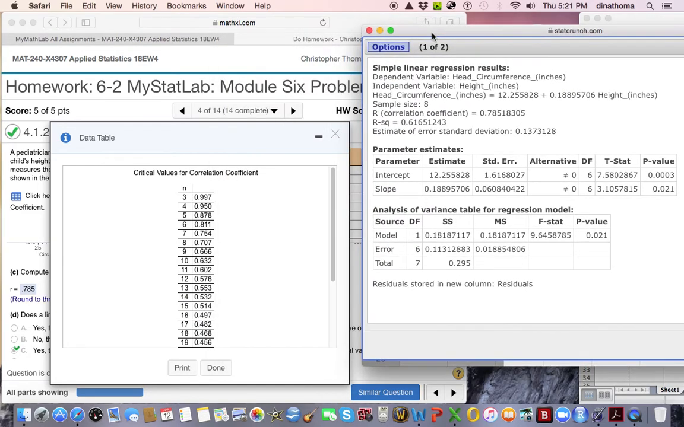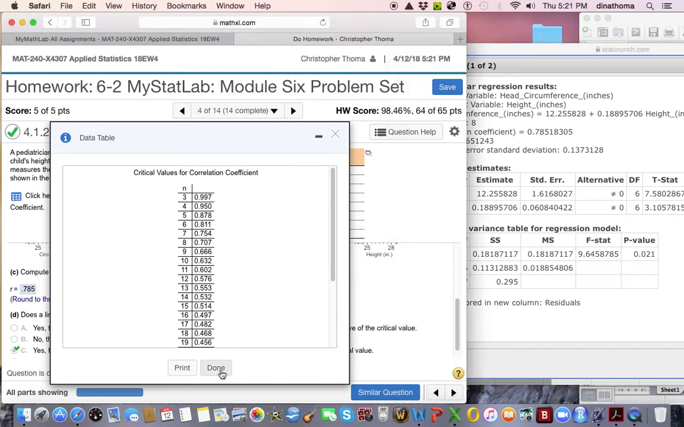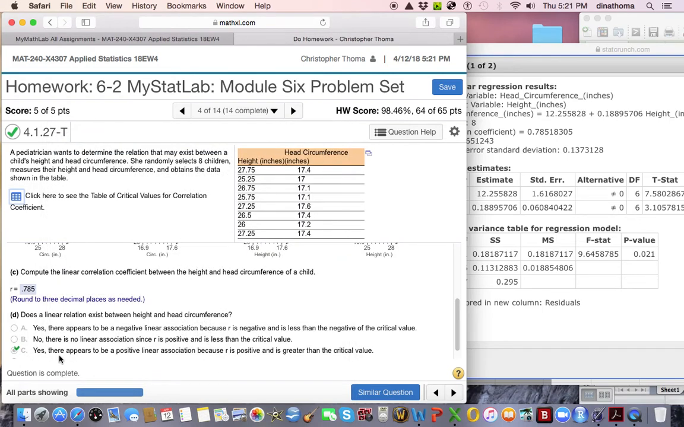Bring this back up and over so you can see both. And we compare that to our correlation coefficient, which is 0.785. 0.785 is greater than 0.707. Therefore, this model is good for doing predictions. All right, so I can click done on that. So yes, we can use our model. So there appears to be a positive linear relationship because R is positive and it is greater than the critical value.